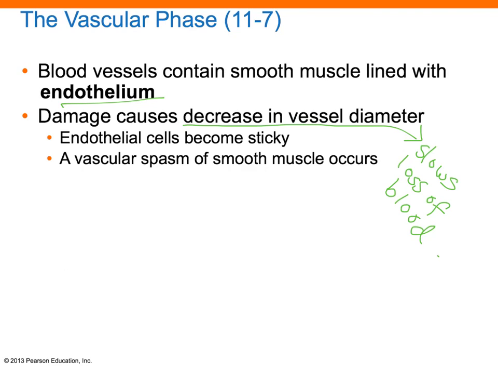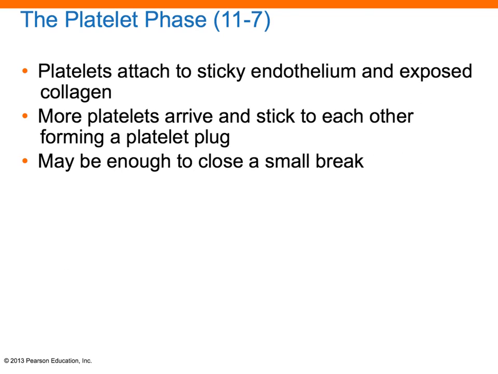The membranes of the endothelial cells at the injury site become sticky, and they stick together and may block the opening completely. The second phase is called the platelet phase. In this phase, the platelets begin to stick to endothelial surfaces and expose collagen fibers within 15 seconds of the injury. More platelets arrive and stick to each other, and this forms what we call a platelet plug. And this may be enough to close up a small break.